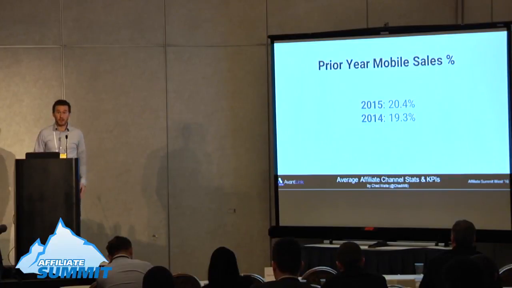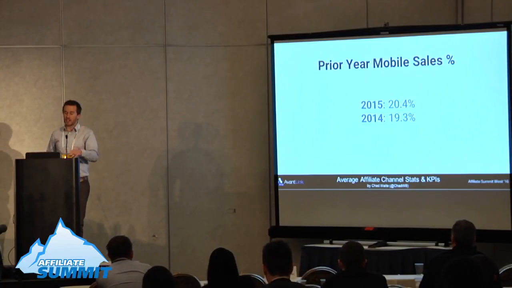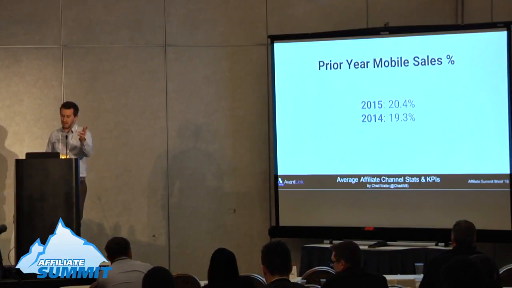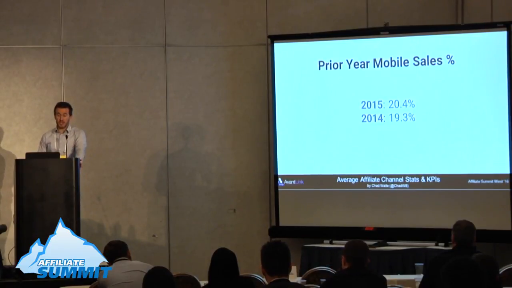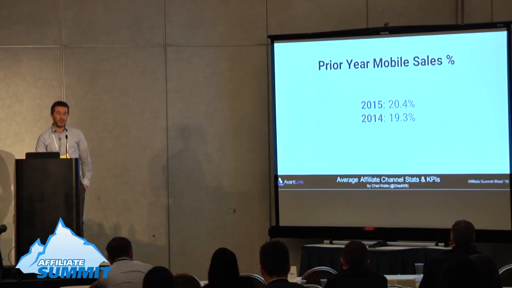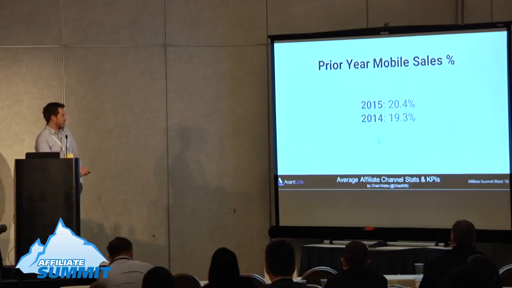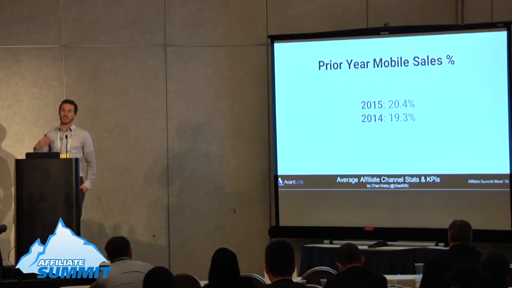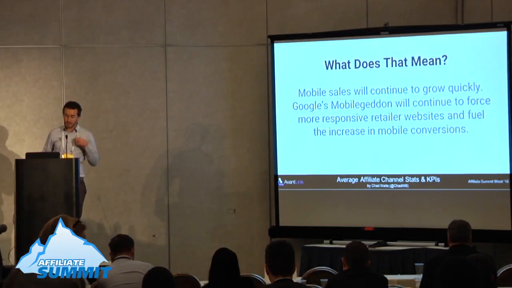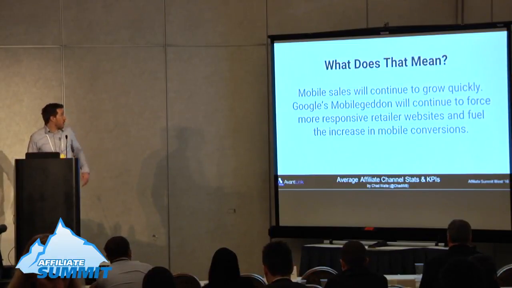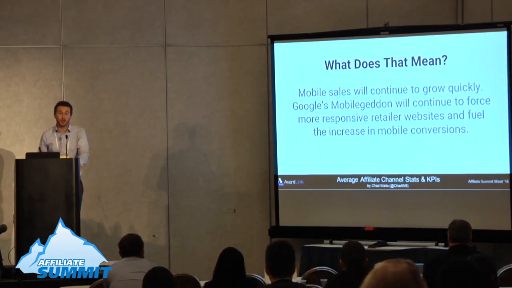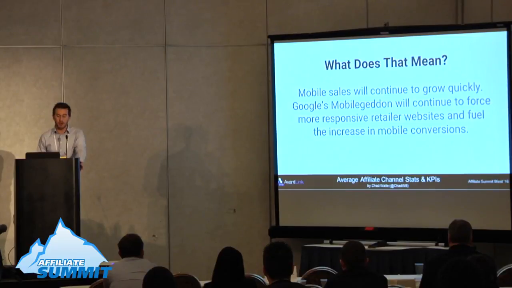In fact, here's some little trends for you. 2013 and then 2014. 2013 was 19.3%. That's a little under 1 in every 5 sales being completed from a mobile device. Last year, where it says 2015, should be 2014, that's 20.4%. So we're seeing these gradual inclines year over year, and it's pretty consistent. What does that mean? Well, by and large, mobile sales will continue to grow and be more and more dominant year over year.